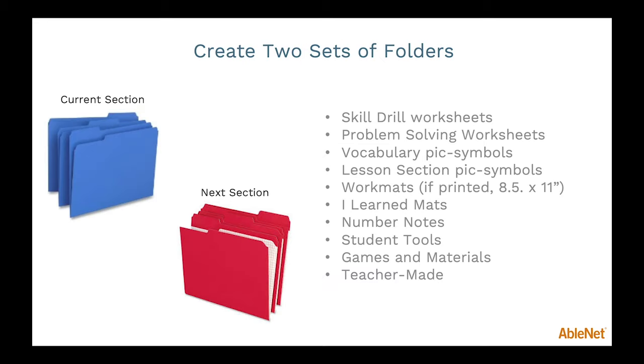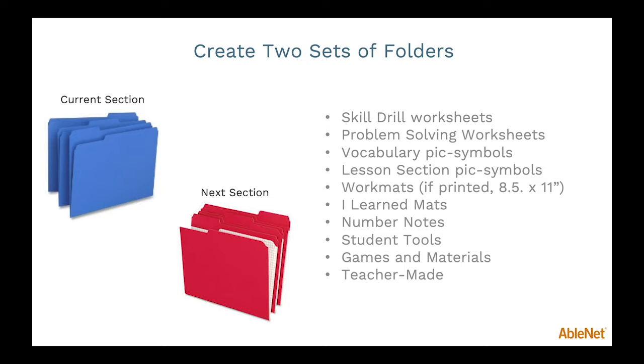It is also recommended to have 2 sets of 10 folders. Each set should contain 1 folder for each of the following labels: skill drill worksheets, problem-solving worksheets, vocabulary pick symbols, lesson section pick symbols, work mats, only if you will be printing an 8.5-inch by 11-inch version for your student, I learned work mats, number notes, student tools, games and materials, and one for any teacher-made materials. This list is also found within the handouts in the members-only content.